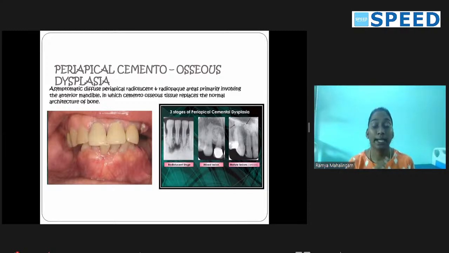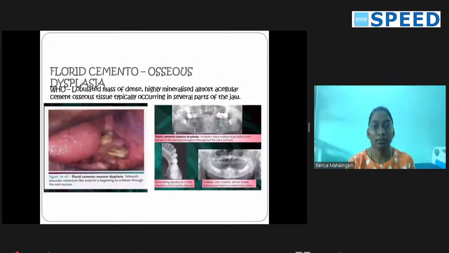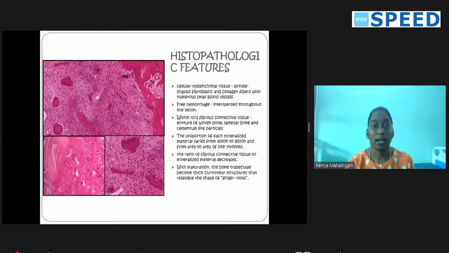Okay, in the osteolytic stage, there's a radiolucent lesion. Then there is a mixed lesion in which you cannot differentiate whether it's osteolytic or osteoblastic, whether it's radiolucent or radiopaque. Then the maturative stage is completely a radiopaque stage. Then periapical cemento-osseous dysplasia is seen in the anterior region. Then florid, it is seen everywhere, throughout the mandibular jaw. So I also told an important point that this is more common in African women. So macroscopic feature, and you see cementum like structures in the histopathological lesion.